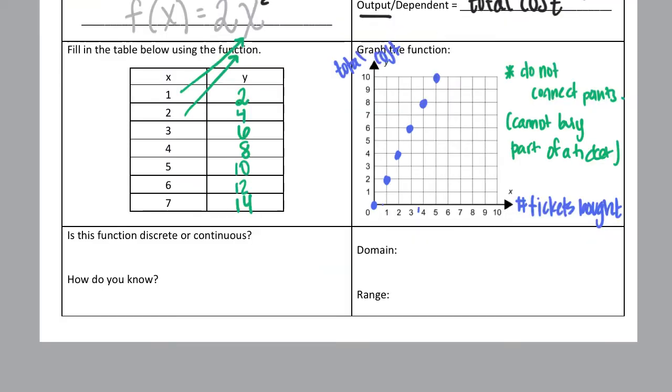So given that's the case, is this function that we see here discrete or continuous? Since we're not connecting the points, and since it's just dots or points across the page, distinct points, we would say that it is discrete. And again, how do we know? It's the same reasoning that we wrote up there. You cannot buy part of a ticket.